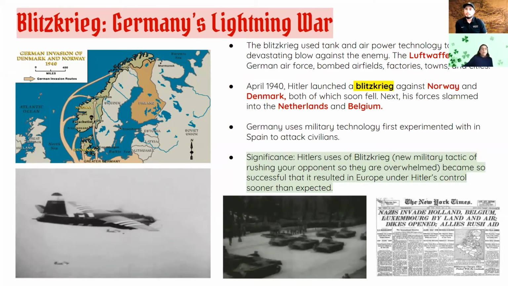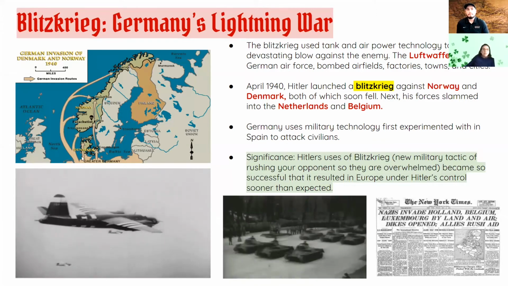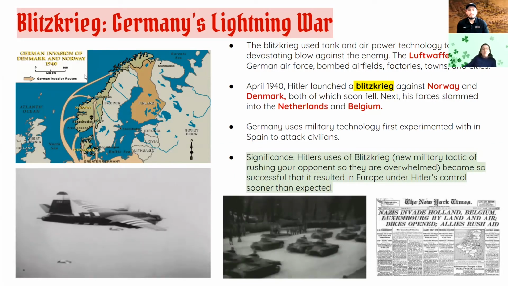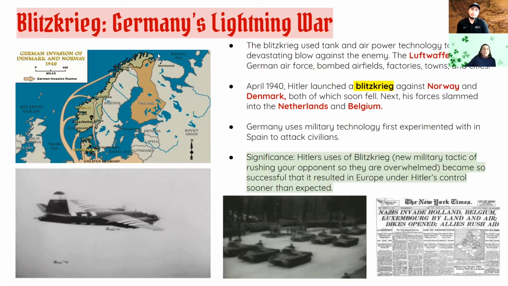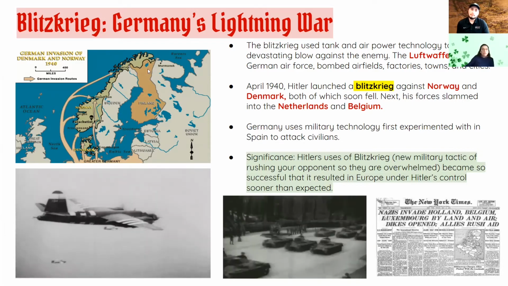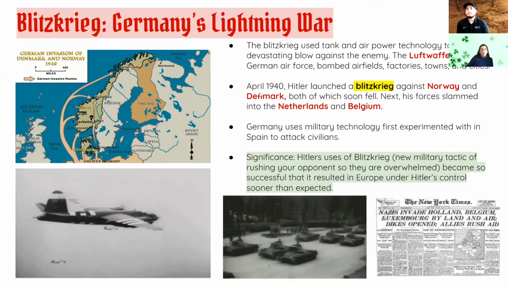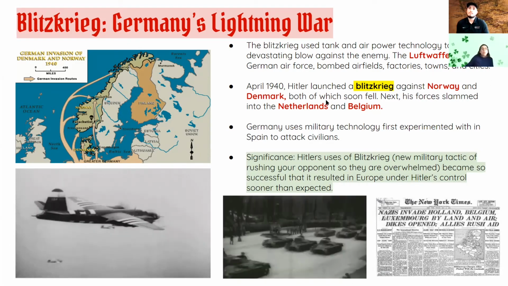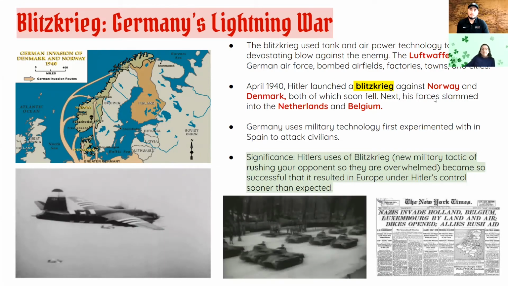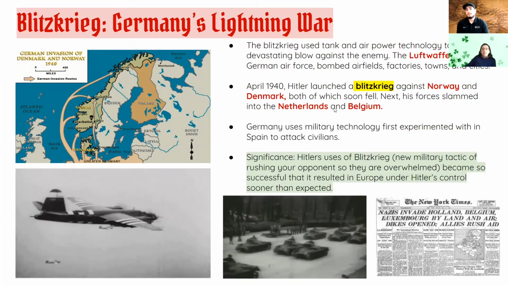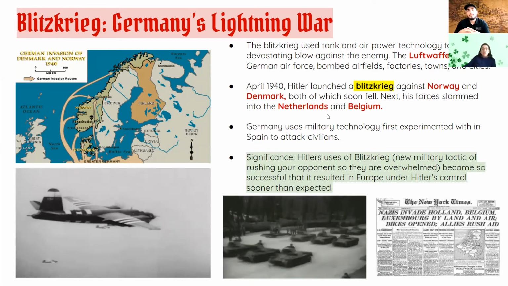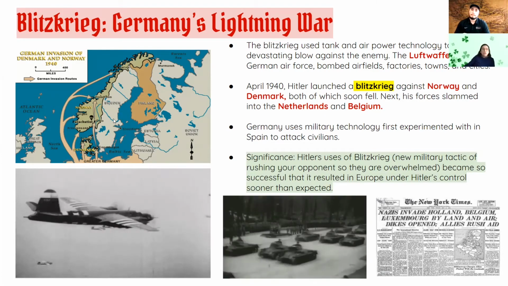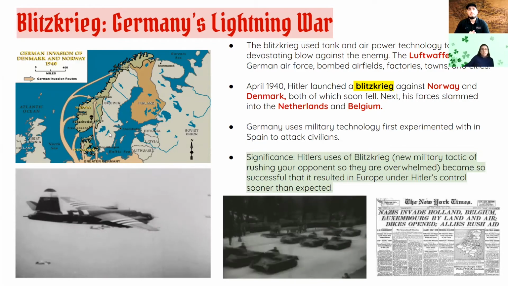From the map up in the corner, you can see how from Germany, this is the orange down here, they begin to use both their naval and air force in order to attack their neighbors to the north. After 1940, Hitler launched a blitzkrieg against Norway and Denmark, both of which soon fell. Next, his forces slammed into the Netherlands and Belgium. So within just a few short weeks, Hitler is able to enter into all of these northern territories.